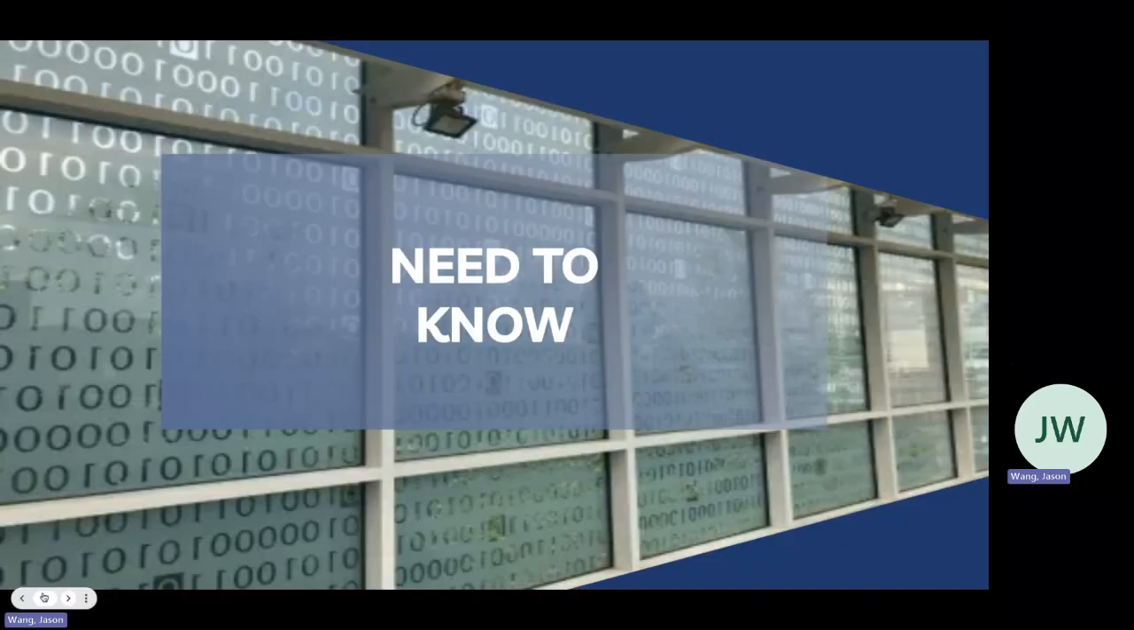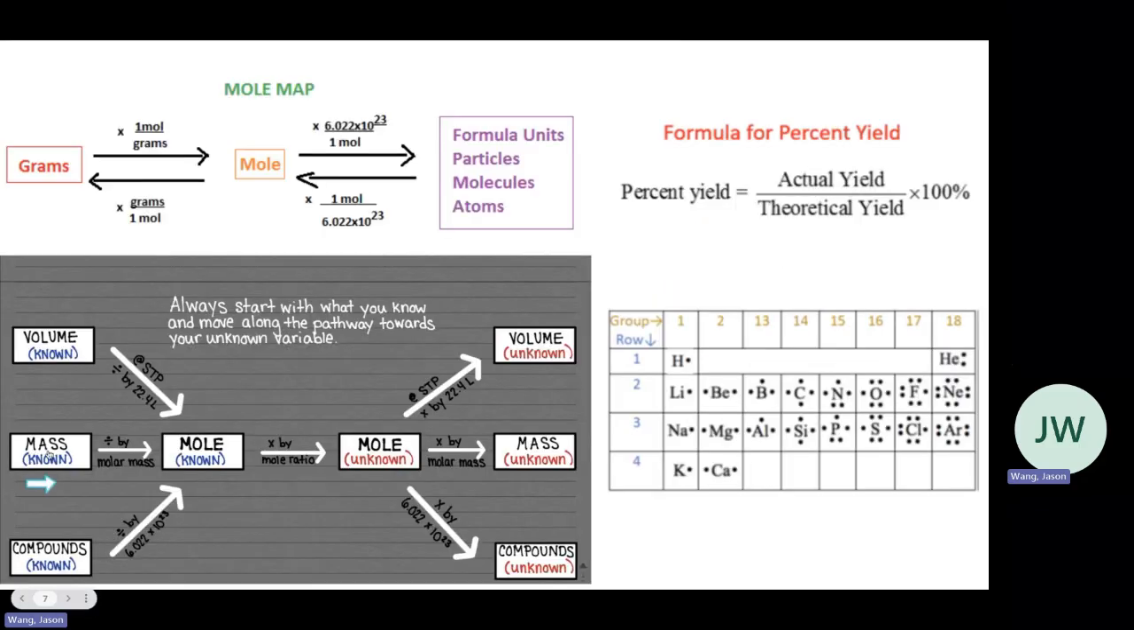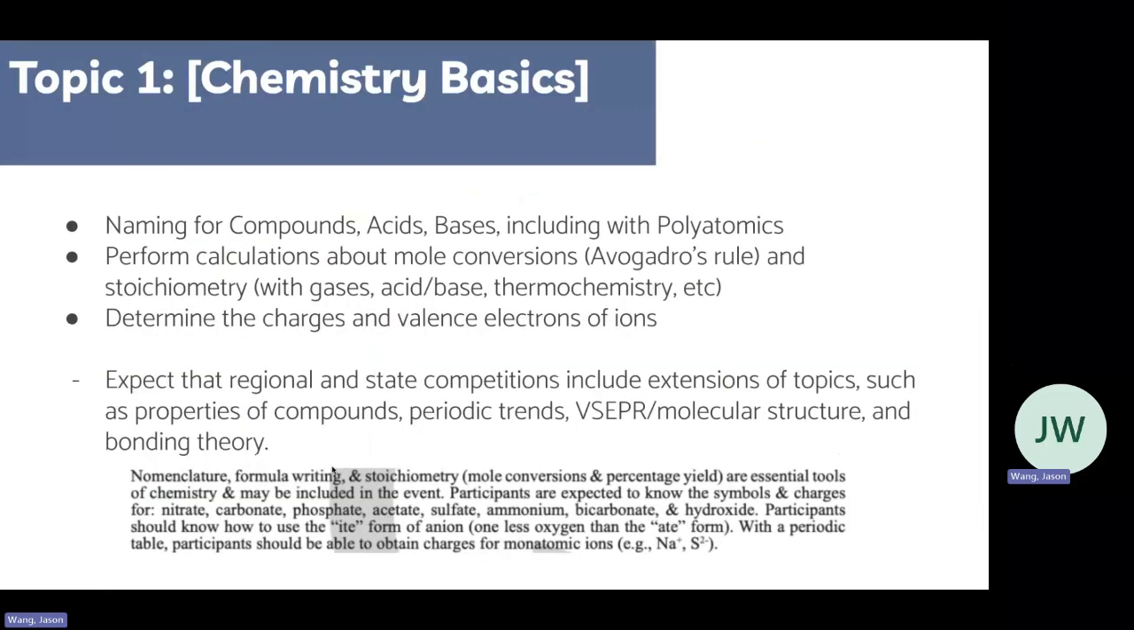Now let's go ahead and first look at some of the things that we should know before entering the test site. Okay. So starting off, we have the basics, right? And so we need to know how to name compounds, acids, bases, including with polyatomics. Now, many times students do put the polyatomics sheet on their reference crib sheet that you can bring into the exam. But if you have those memorized, you can save space for other topics that we're going to talk about in a moment.